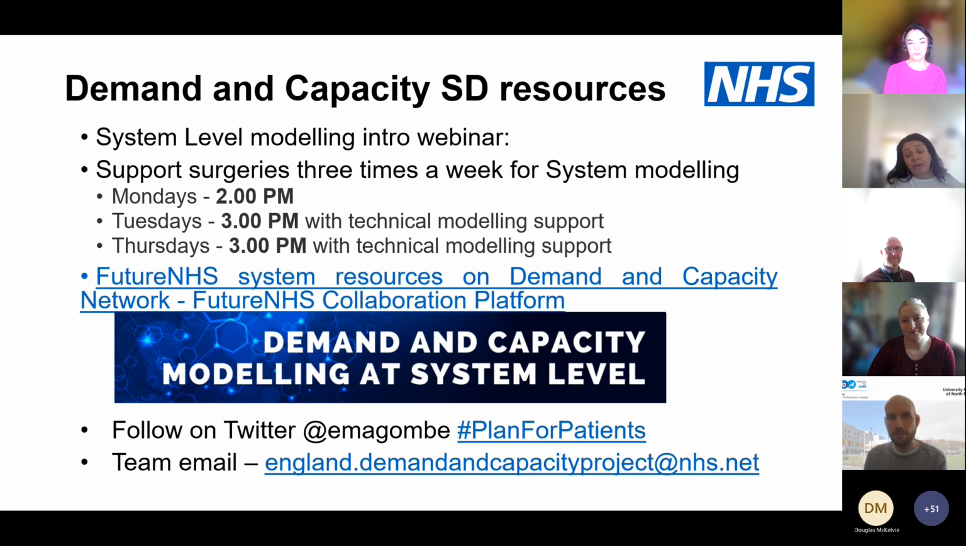Even though we put lots of emphasis on system dynamics, we also mention and raise awareness about discrete event simulation and other approaches that could be used for modeling at system level. We also have support surgeries, and this is open to anyone. At the moment, we have 3 slots a week. You email our team, and we allocate one of these sessions to you.